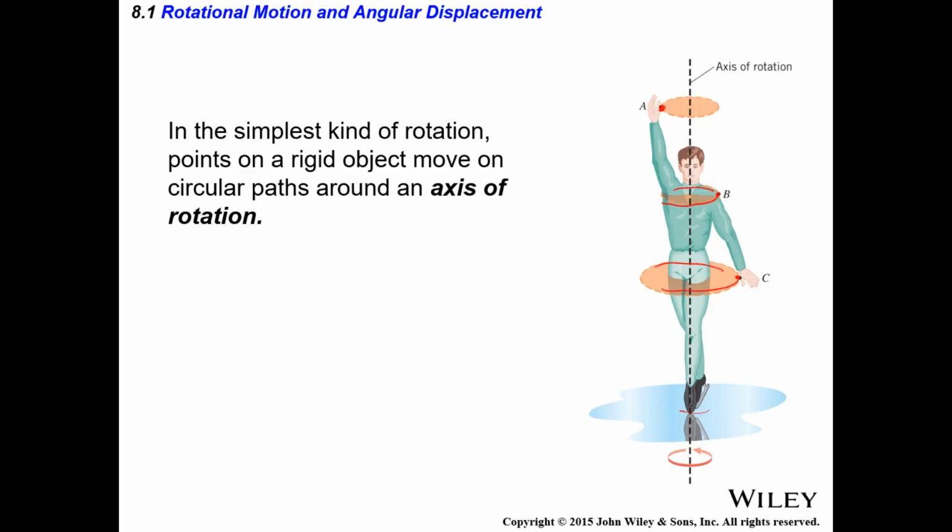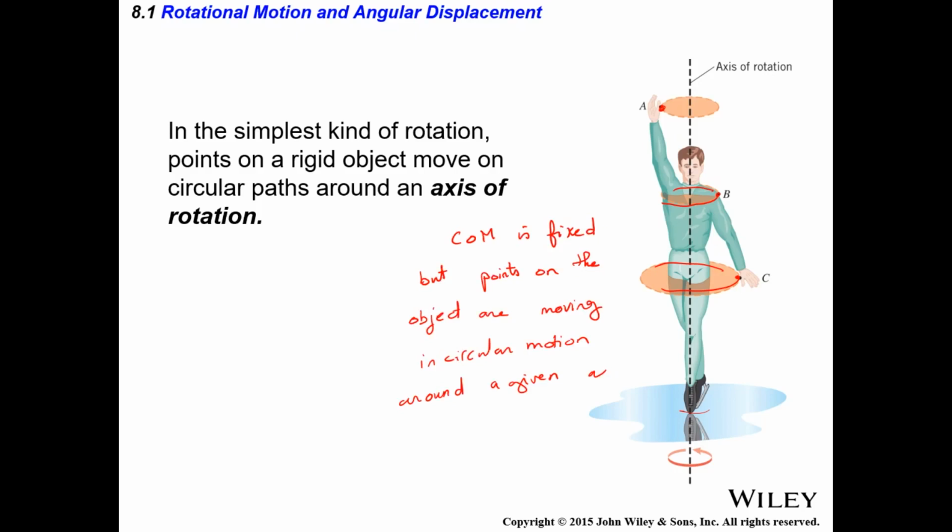But look at the guy himself, his position as a whole, or the position of his center of mass, is not changing. So here the center of mass is fixed, but points on the object are moving in circular motion, essentially around a given axis of rotation.